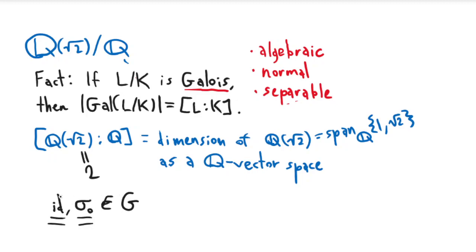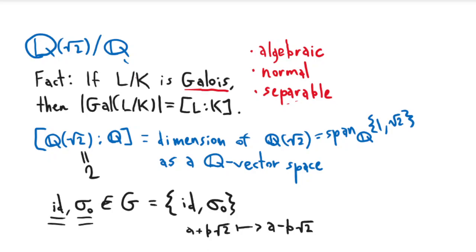So these two automorphisms that we found, these are the only elements of G. So G is literally just the set {id, sigma naught}, where sigma naught was the conjugation map, like this. So that's it. And again, the Galois group is a group with respect to composition of these functions, these automorphisms.